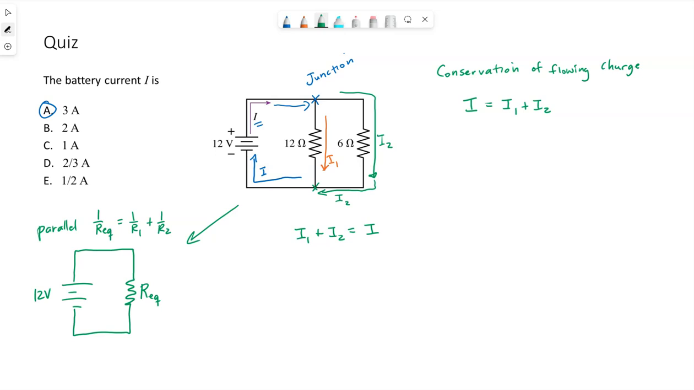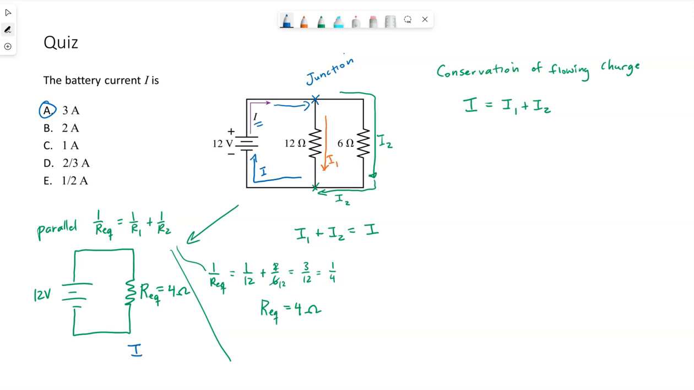So we would have 1 over R equivalent is 1 over 12 plus 1 over 6. If I get a common denominator, 3 over 12 or 1 over 4, then I have to flip it. This is 4 ohms. Those two resistors, the 12 ohm and 6 ohm in parallel, are equivalent to having a resistor of 4 ohms attached to our battery.